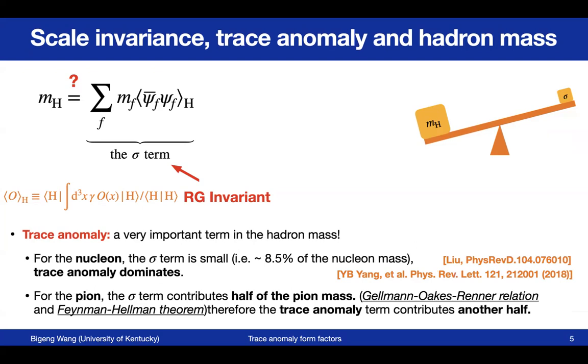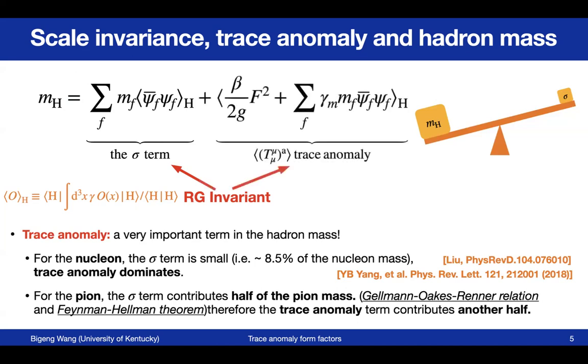And also for the pion, if we use the Gell-Mann-Oakes-Renner relation and the Feynman-Hellmann theorem, we can show that the sigma term contributes about half the pion mass. So as a result, the trace anomaly term should contribute another half. So in order to give all the contributions to the hadron mass, we need to include the trace anomaly term also. The pion, yeah, that doesn't make sense for the pion. Exactly, because in the pion, you send the quark mass to 0, you get nothing. Yes. So then the trace anomaly term doesn't vanish in the mass.